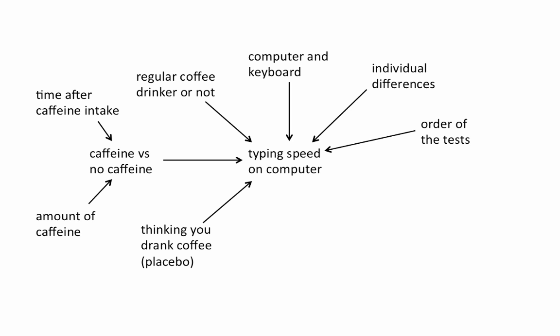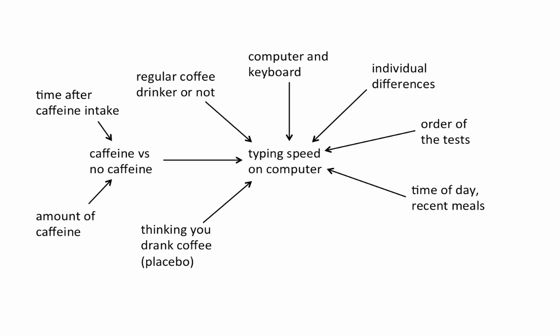Now, another problem is the order of the tests. For example, maybe the first time they do the typing test, they'll be slower, and the second time they get used to it, so they get faster. In order to take that into account, we'd have to randomize it. Half of the people will get the caffeine one first, and half of the people will get the decaffeinated one first.